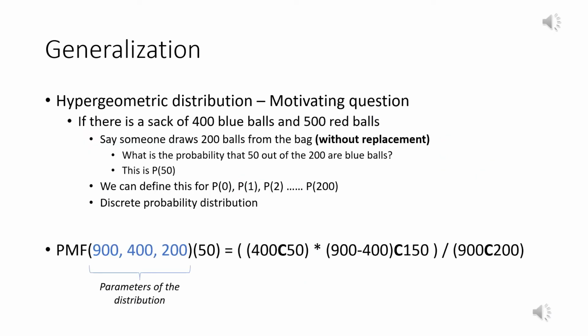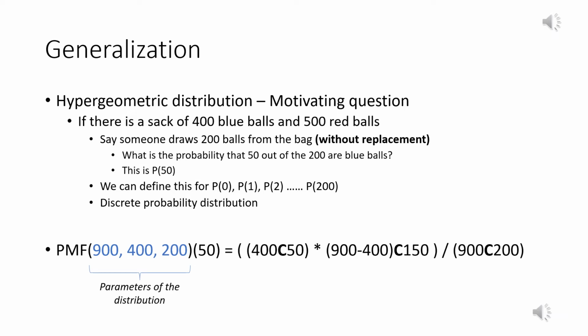So in general, the hypergeometric distribution can be looked at like this. Let's say there is a sack of 400 blue balls and 500 red balls, so it has 900 balls in total, and from this you draw 200 balls at random, without replacement. If it is with replacement, that's something else, I'll cover that later. So without replacement, if we draw 200 of them from the bag, what is the probability that 50 out of the 200 are blue balls? That is the probability of 50 for this distribution.